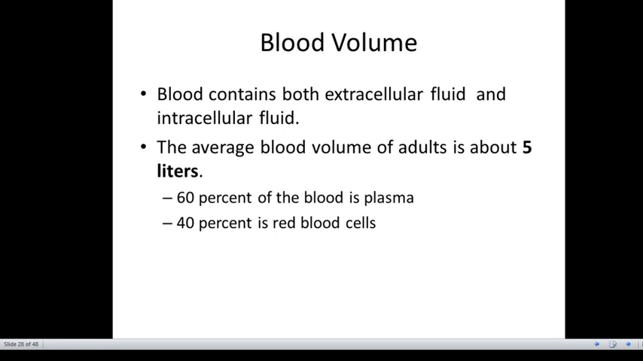Blood contains both extracellular fluid and intracellular fluid. The average blood volume of adults is about 5 liters. 60% of the blood is plasma and 40% is red blood cells.